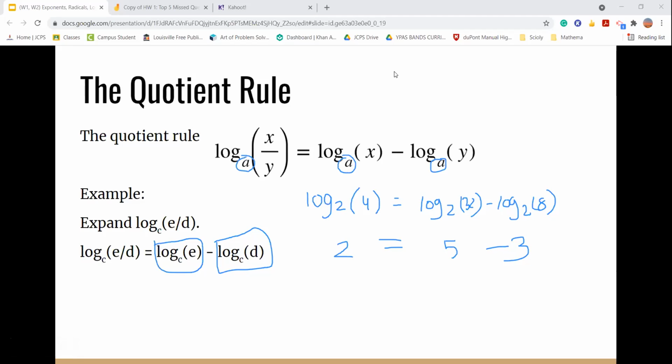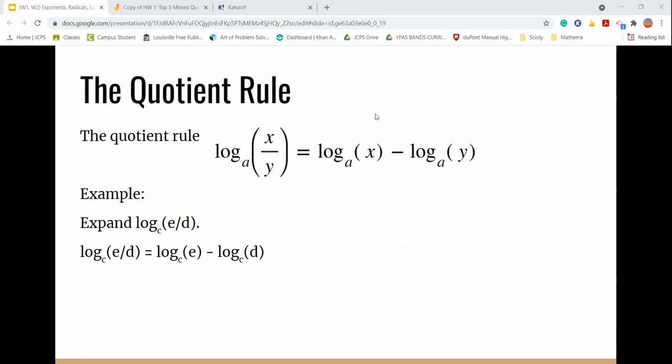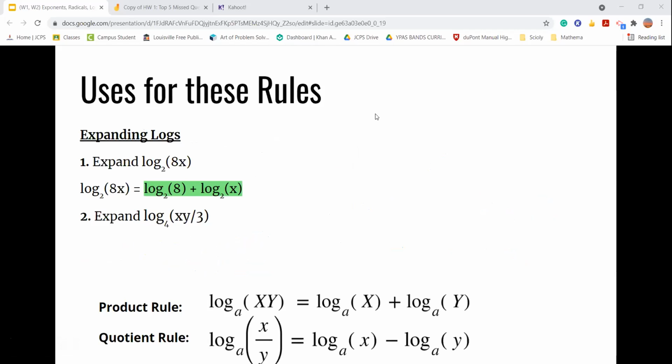So those are the two rules that I think we'll go over today. We're not going to have time to actually use these rules, but you can use these to expand or condense logarithms, and you don't need to completely know what that means, but it helps you solve problems involving logarithms later on.